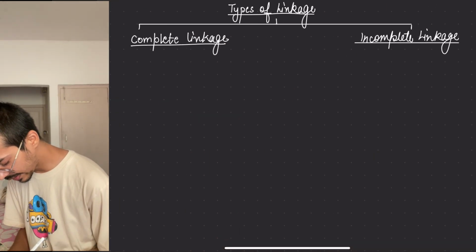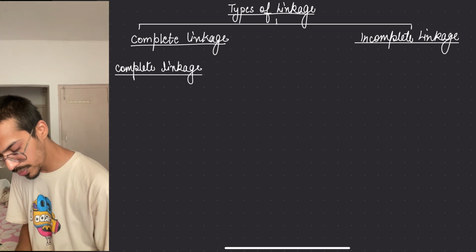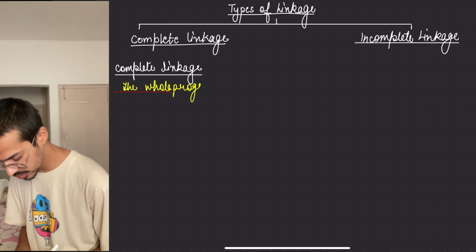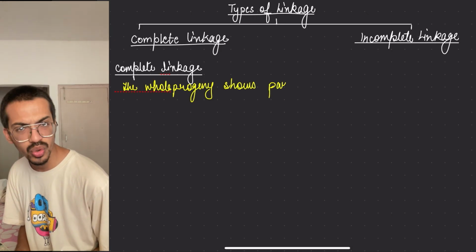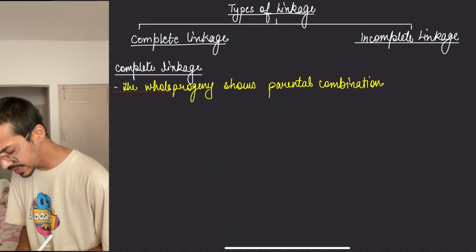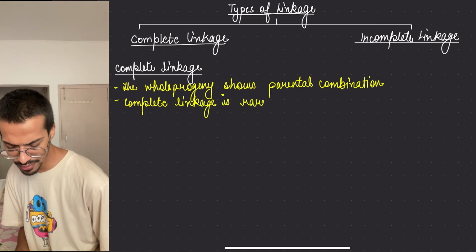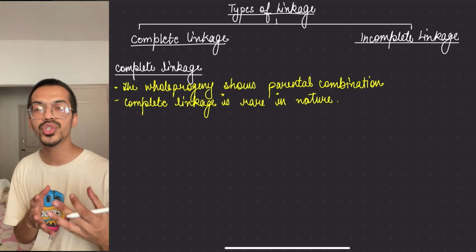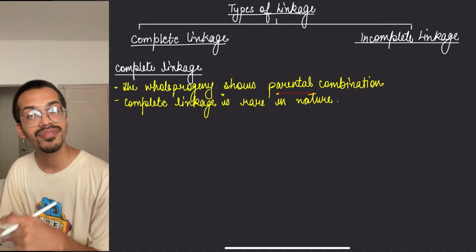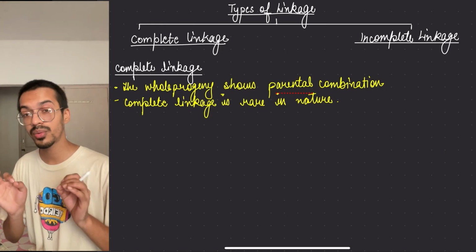So starting with complete linkage. Okay, so first of all, the whole progeny shows parental combination. This we already know because no recombinants would be there. Okay, so whatever we know, we are writing it. Parental combinations. Then complete linkage is rare in nature. Now, if someone asks why it is rare in nature, it is because linkage leads to less survivability. Why? Because variations won't come up. If variations do not come up, then any effect would lead to two important features going away from us. Okay, we learn it more in the evolution chapter. So understanding this is very important for evolution genetics.